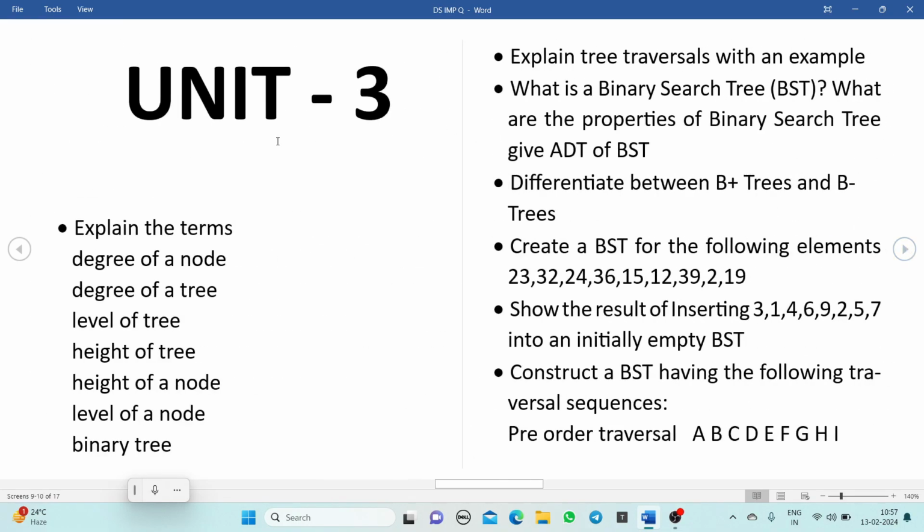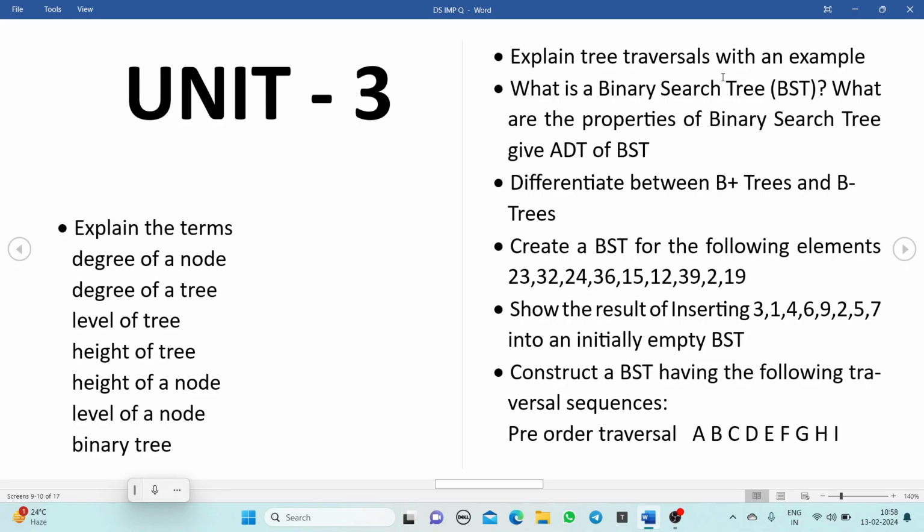And next we are having unit 3. So in that we will have the search trees. So first explain the terms: degree of a node, degree of a tree, level of tree, height of tree, level of a node, height of a node, then binary tree. So if you prepare these terms, it will be helpful for the 1 mark questions.